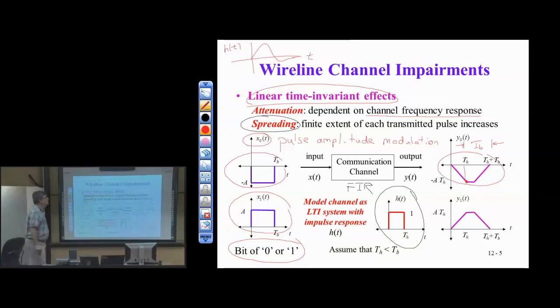Now we can eyeball it and say, okay, the response is good enough here. At this point, we're just going to call the impulse response zero. It's already gone low enough that we're just going to call it zero after capital T sub H. So even though it's an infinitely long impulse response, we're going to model it as a finite length impulse response. And the next step is to figure out the amplitude.